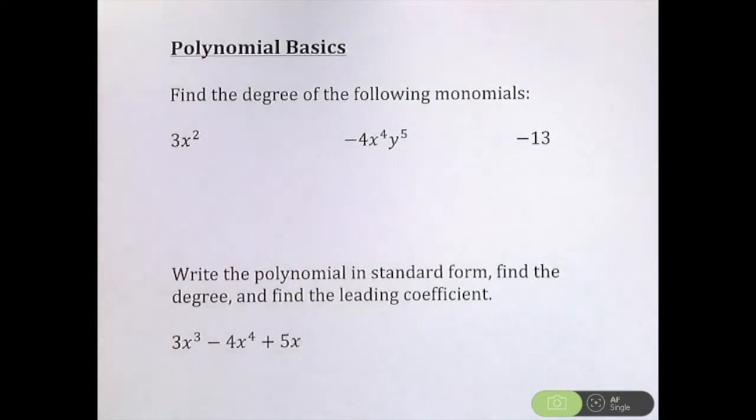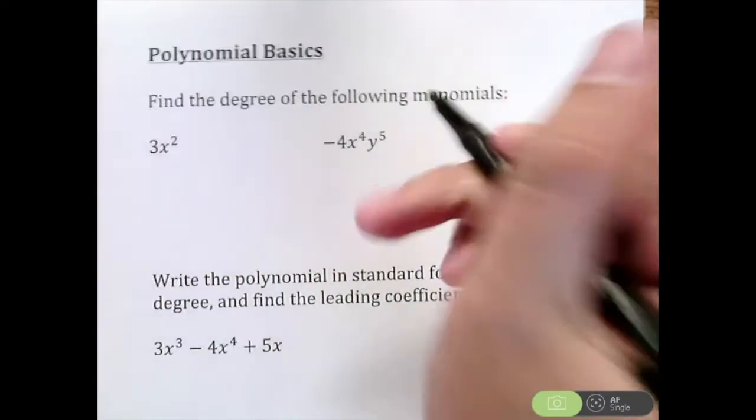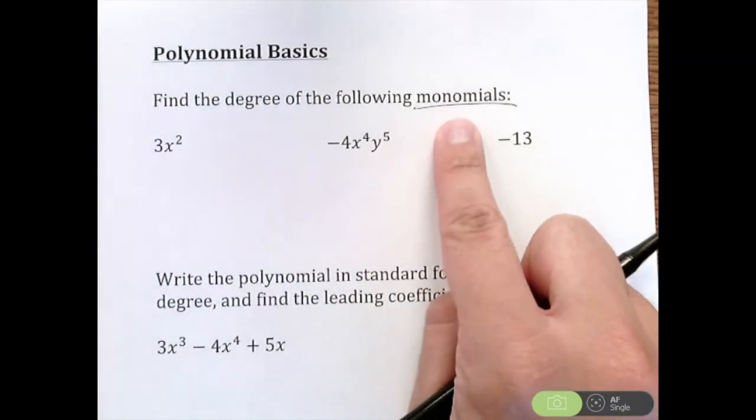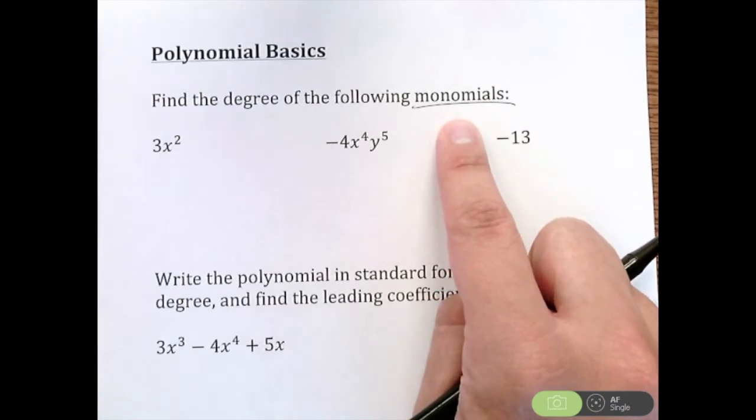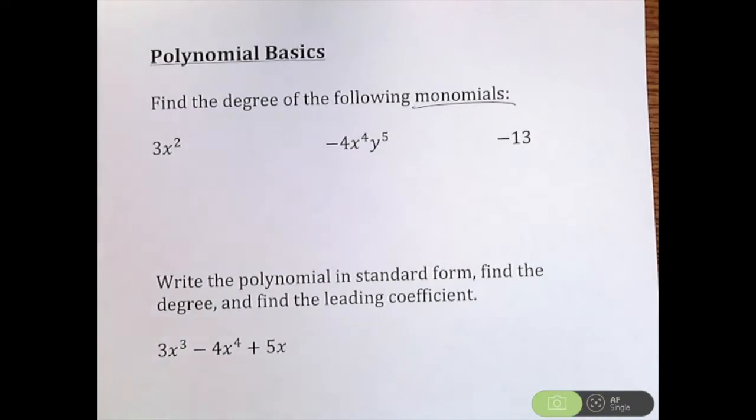Let's talk polynomial basics. So the first thing we're going to do is find the degree of the following monomials. First thing with a monomial, that is a number or a variable or a number and a variable multiplied together. So these are all examples of monomials.